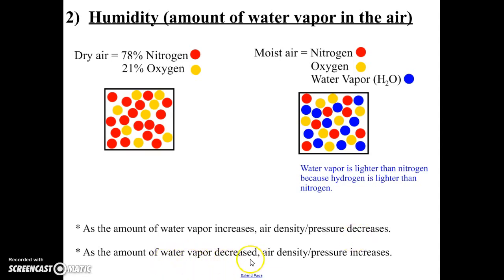If there's less water vapor, then the air will have higher density and higher pressure because now it's got a lot of the heavier nitrogen in it. And if it's heavier, it has more pressure. It can exert more force.